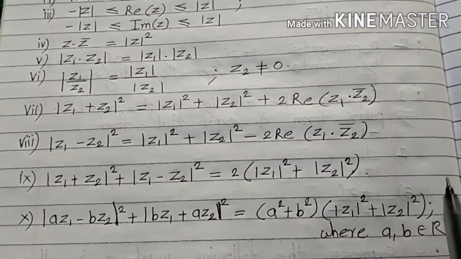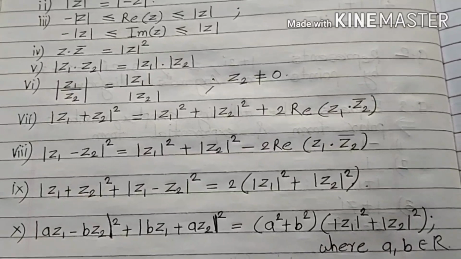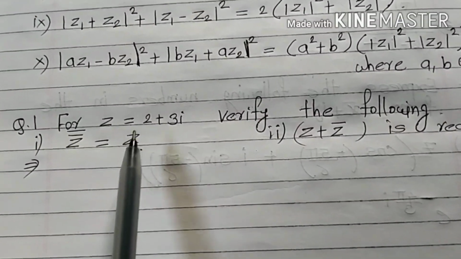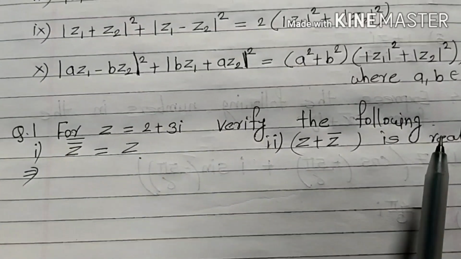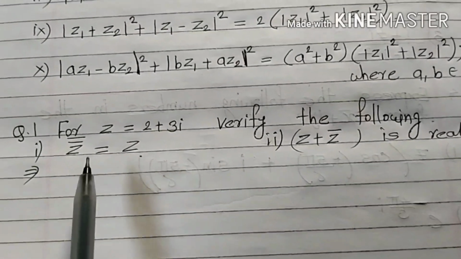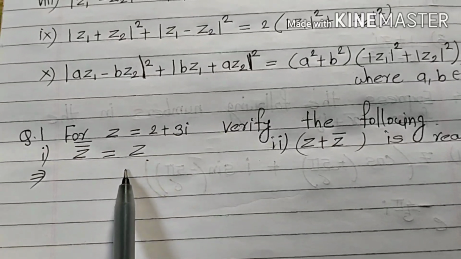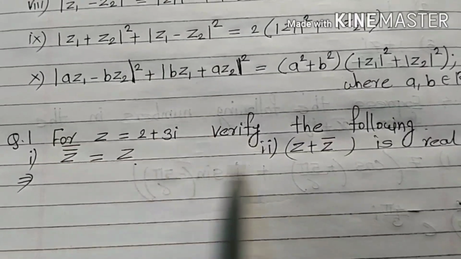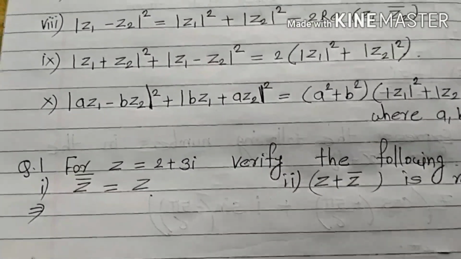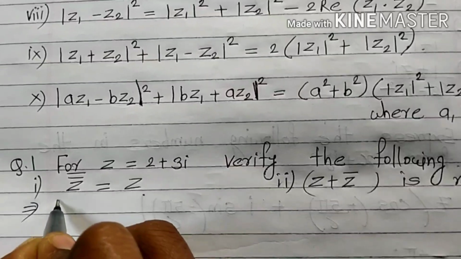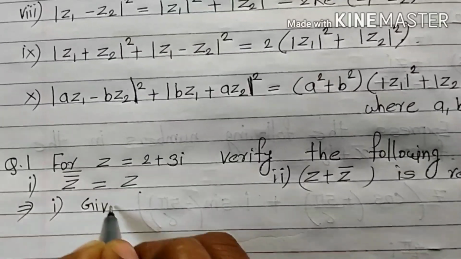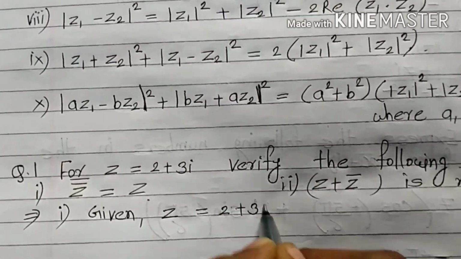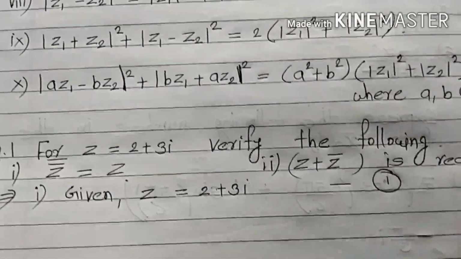Now there are some examples on these properties. Question first: for z is equal to 2 plus 3i, verify the following. There are two parts: first, z double bar is equal to z, and second, z plus z bar is a real number. We have to verify this. First, given z is equal to 2 plus 3i, call it equation first.